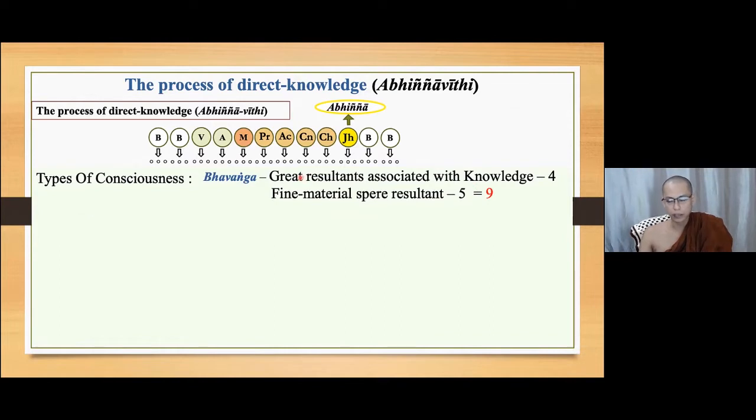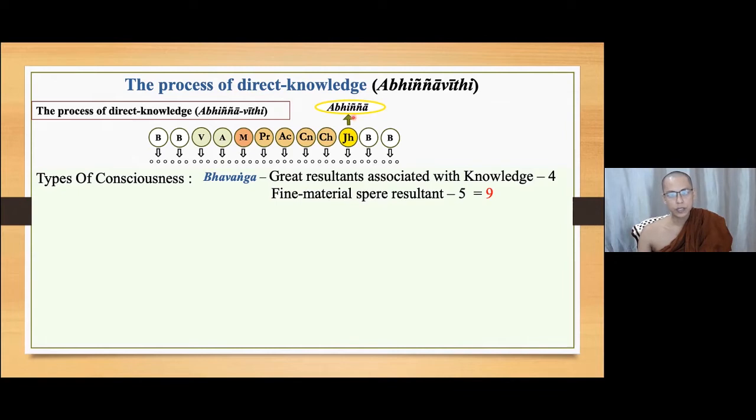So if the being is from the sensual sphere, in the human realms or deva realms, any of the great resultants associated with knowledge can run. There are those, and 5 fine-material sphere, altogether 9. But the question is, what about the immaterial sphere resultants? It cannot, because the immaterial sphere resultant can arise only in the immaterial sphere realms. But here, this abhinya viti cannot arise in the immaterial sphere realms, arupa vachara bhumi.